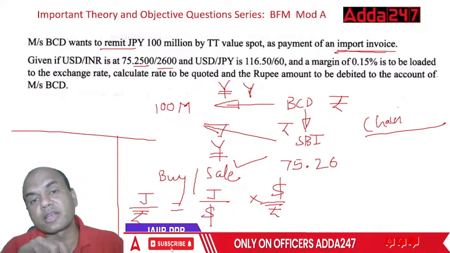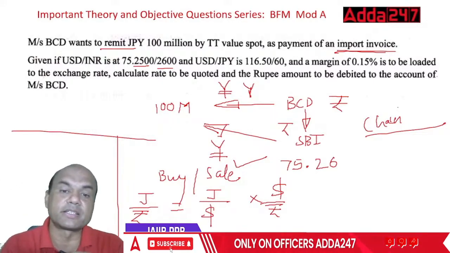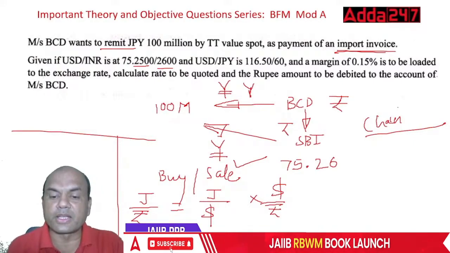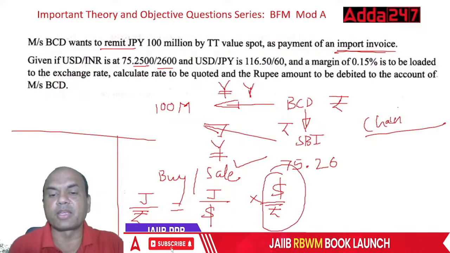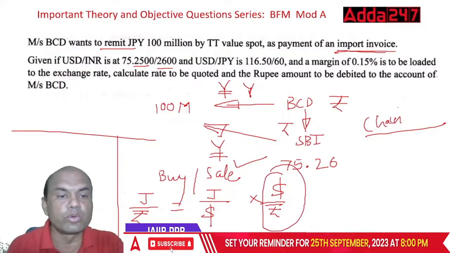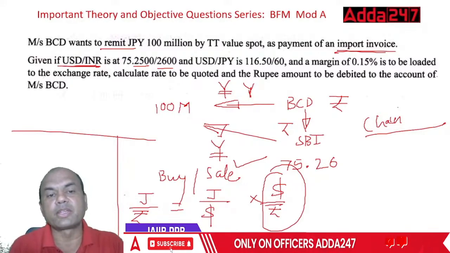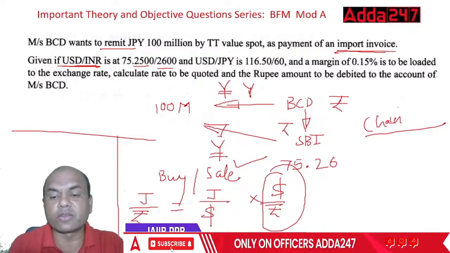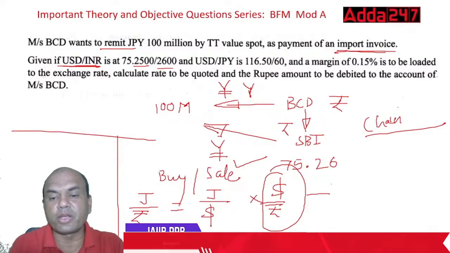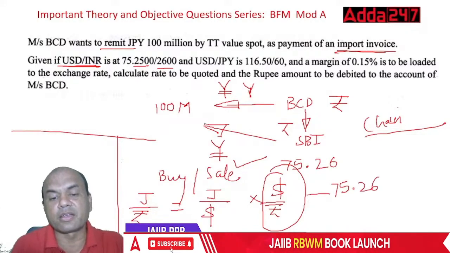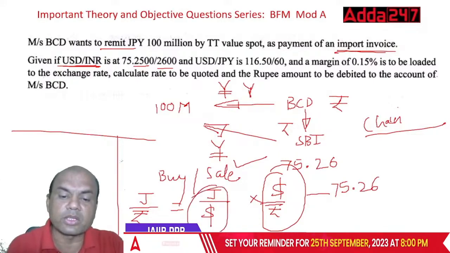Now do I have these rates? Let's check this. What am I having? Dollar to rupee. This I am having. USD to INR. Dollar to rupee. So this is what rate? 75.26 sale rate, because I am selling it. Do I have JPY to dollar?